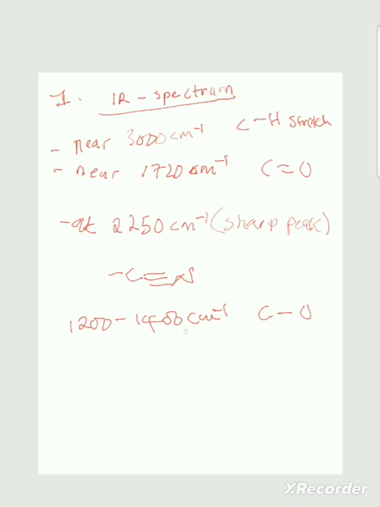Sometimes you can just say, because they just say in between this, like it is 1000 to 1300 per centimeter. So this is a C-O stretch, like that. Then here is a nitrile, this one is a carbonyl, and this one is a C-H stretch. So these are the functional groups that we're having right now.